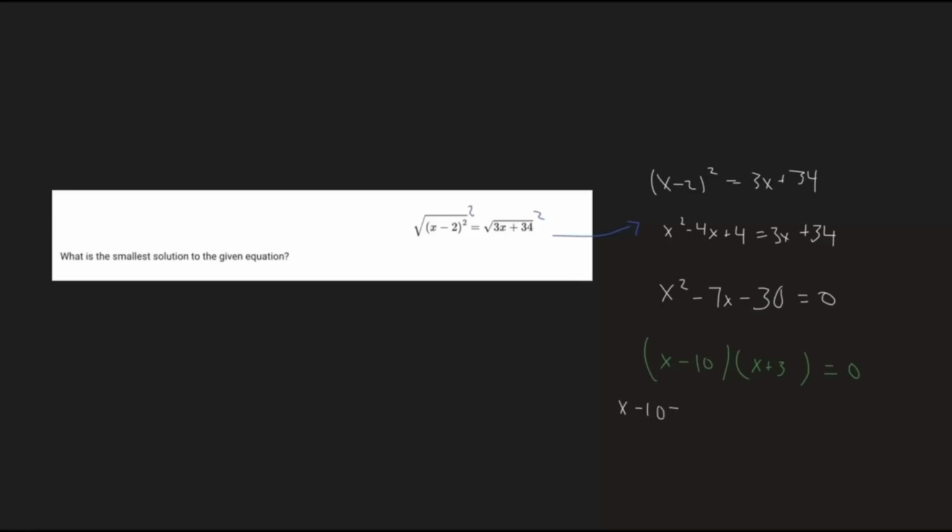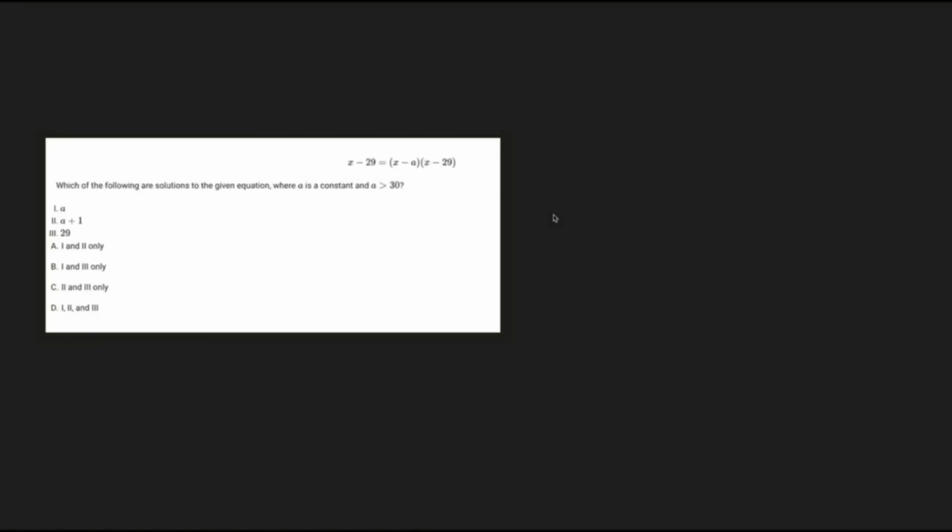x minus 10 equals 0. And x plus 3 equals 0. And so we can find that x equals positive 10 and x equals negative 3. And so it wants the smallest solution to the given equation. And so we can clearly see that negative 3 is smaller than positive 10, and therefore negative 3 is going to be our answer.